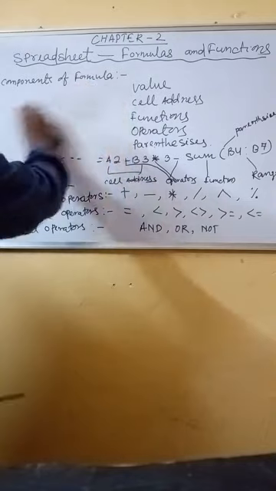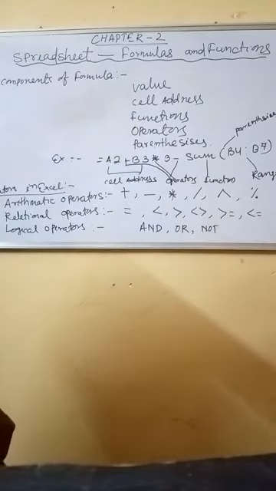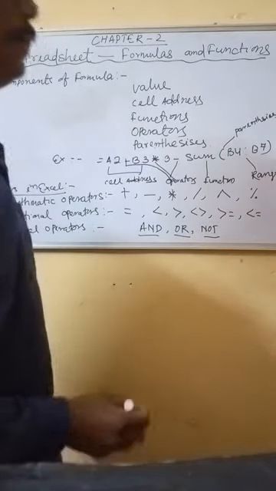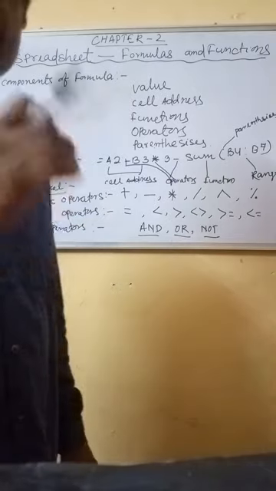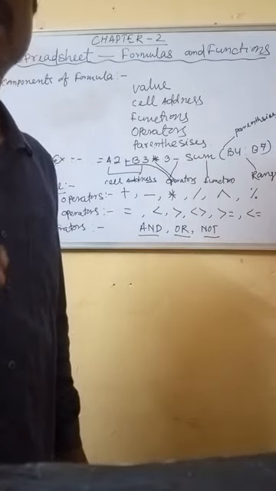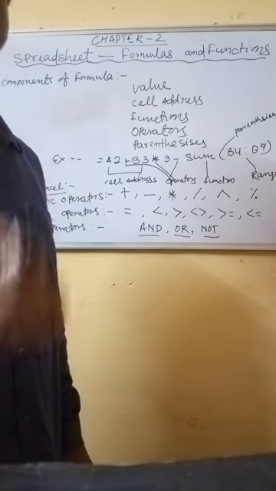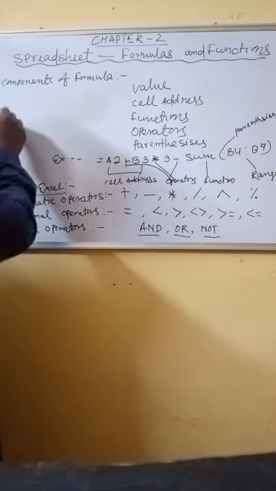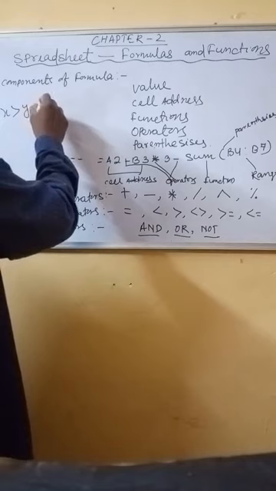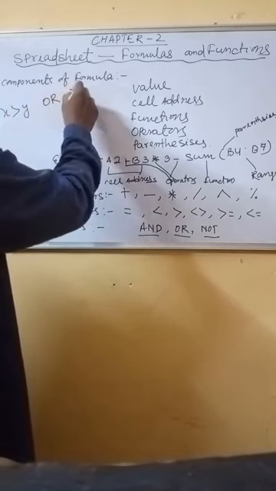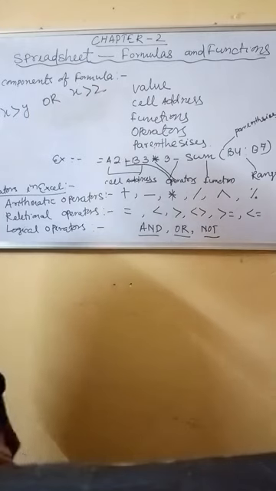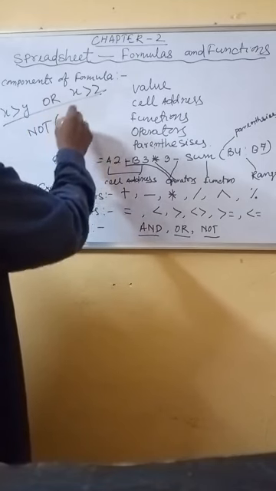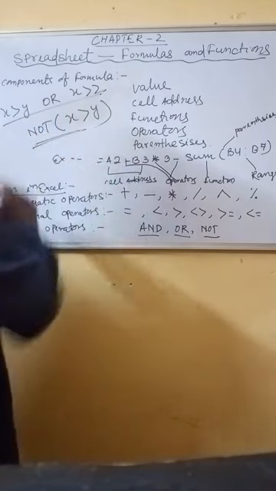There are 3 logical operators, and they are AND, OR, and NOT. Each logical operator has a specific rule, and accordingly the computer will give the answer as true or false. The writing style: x greater than y, or x greater than z. This is how you write the OR operator, and NOT is written as not x greater than y. In this manner you write the NOT operator.